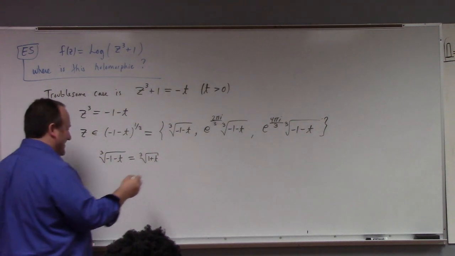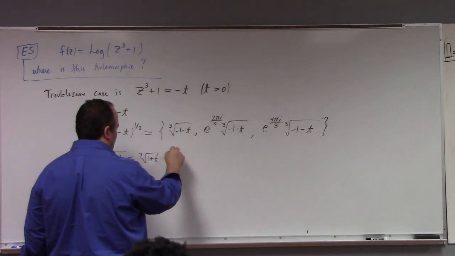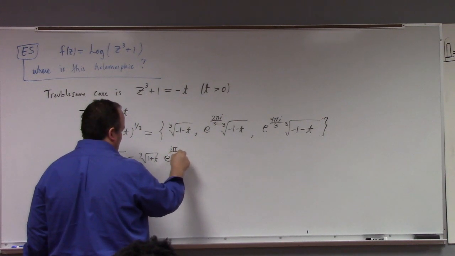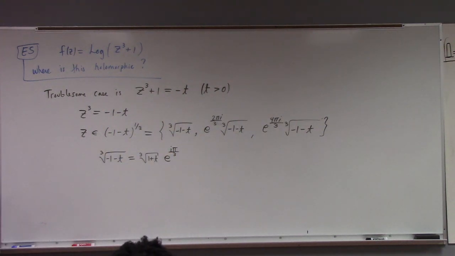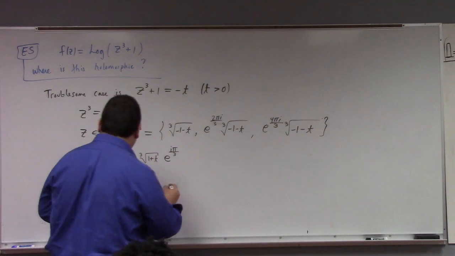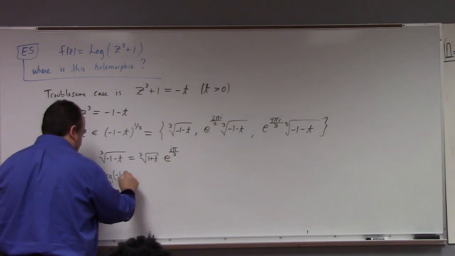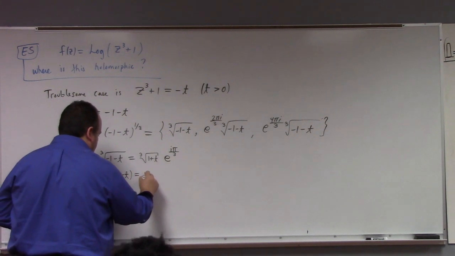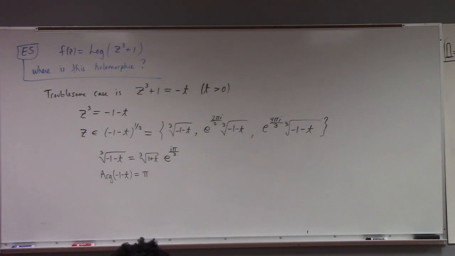So we have e to the i pi over 3, okay? Because the argument of minus 1 minus t is the argument of a negative real number, and that is pi. The standard angle on the negative real axis is pi.